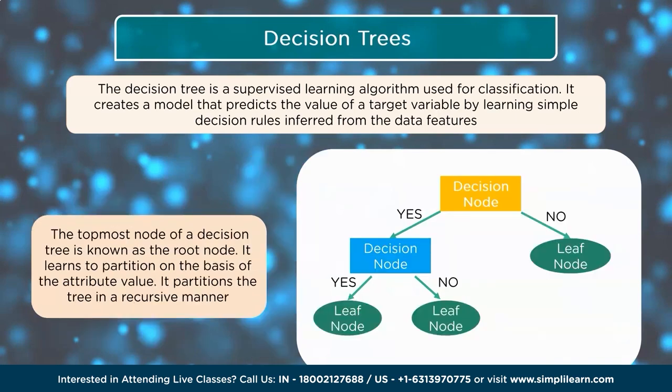So the topmost node of a decision tree is known as the root node. It learns to partition on the basis of the attribute value. It partitions the tree in a recursive manner. So you have your decision node. If you get yes, you go down to the next node. That's a decision node. And either yes, you go to, if it ends on a leaf node, then you know your answer, which is yes or no. So there's your end classification set up on there.